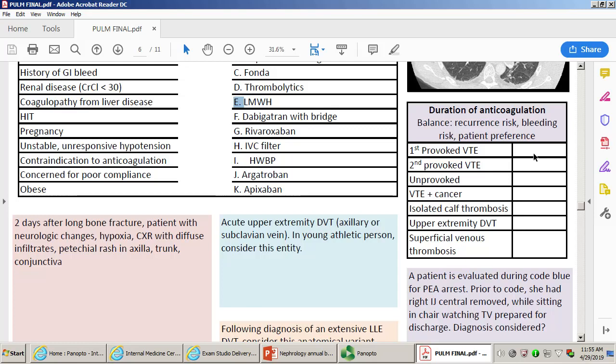K-Centra is 4-factor prothrombin complex concentrate.